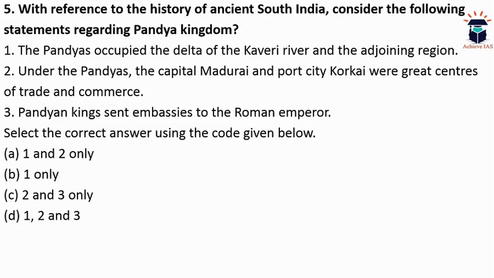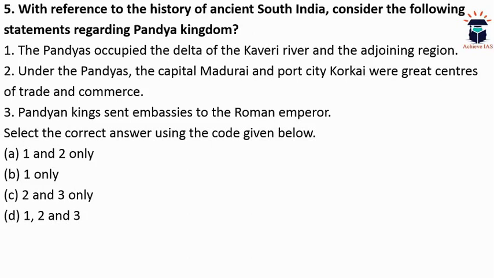First, the Pandyas occupied the delta of the Kaveri River and the adjoining region. Second, under the Pandyas, the capital Madurai and port city Korkai were great centers of trade and commerce. Third, Pandyan kings sent embassies to the Roman emperor. Let me tell you, friends, that the first statement is incorrect. As I have already told you, the delta of the Kaveri river was under the Cholas and not under the Pandyas. So the first statement is incorrect.